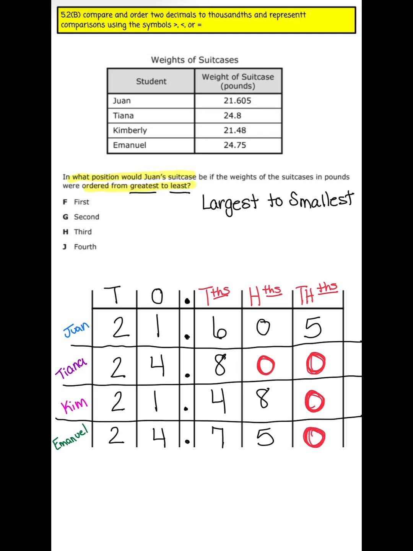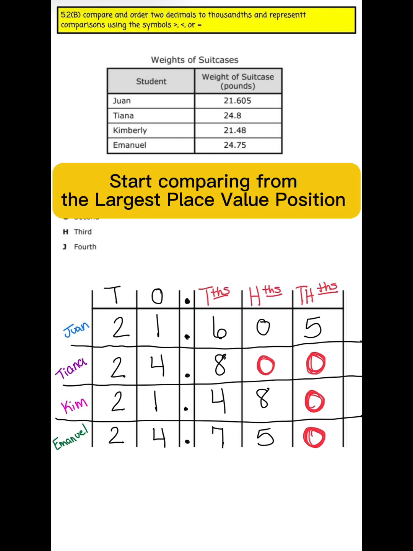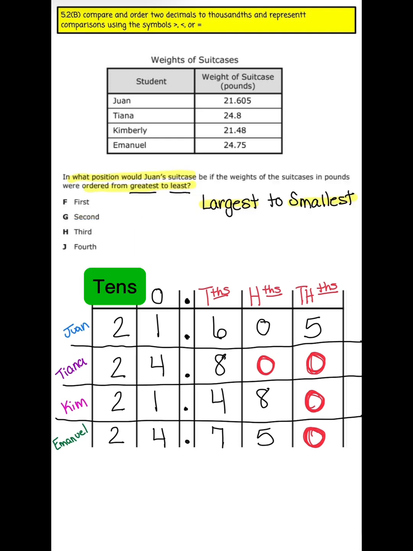Now we can begin to compare our numbers starting with the largest place value position, which is the tens place. In the tens place, I see that Juan, Tiana, Kim, and Emmanuel all have 2s in the tens place, which makes the value equal. When the numbers are equal, we're not able to tell which number is larger or smaller. So we will cross those numbers out and start comparing in the ones place.